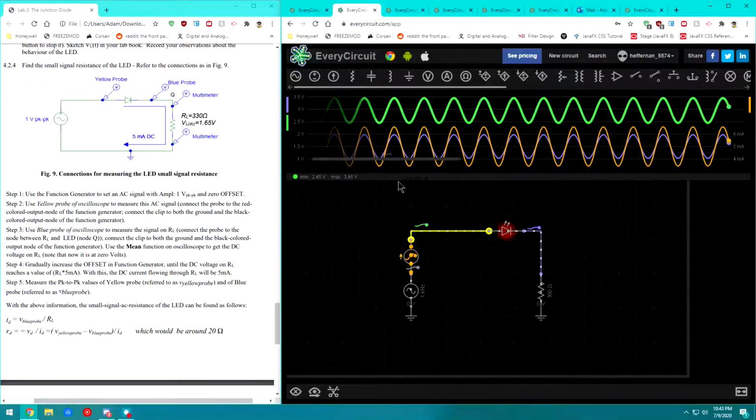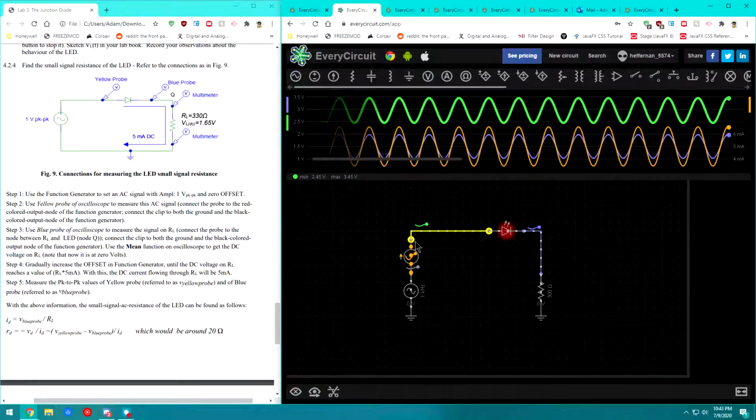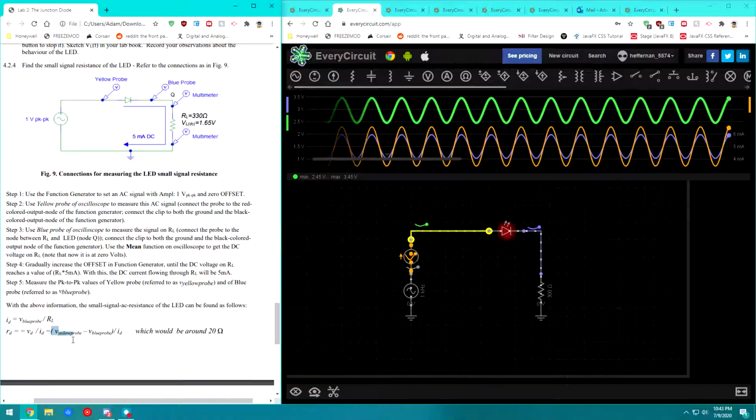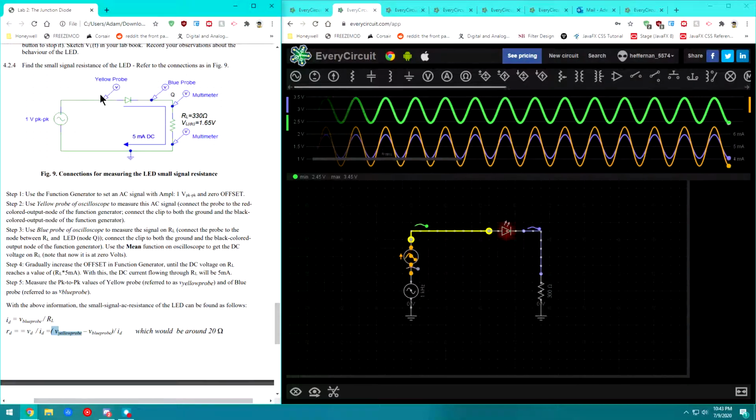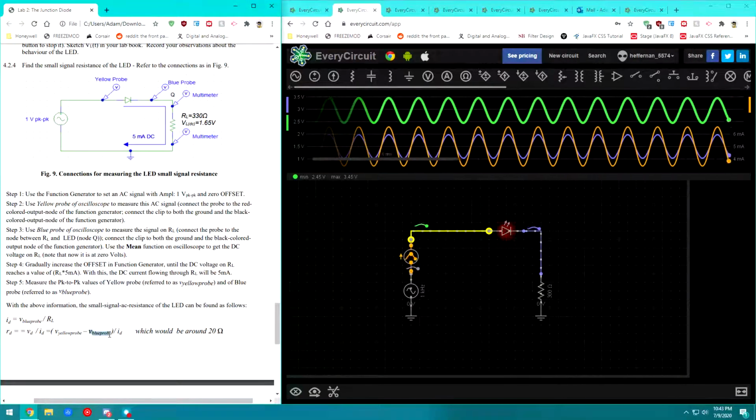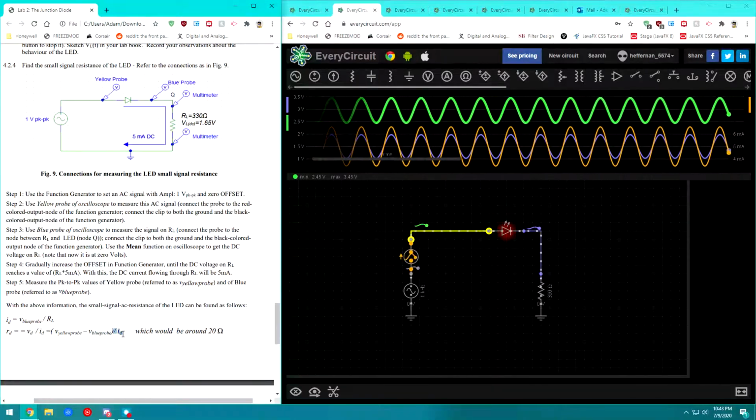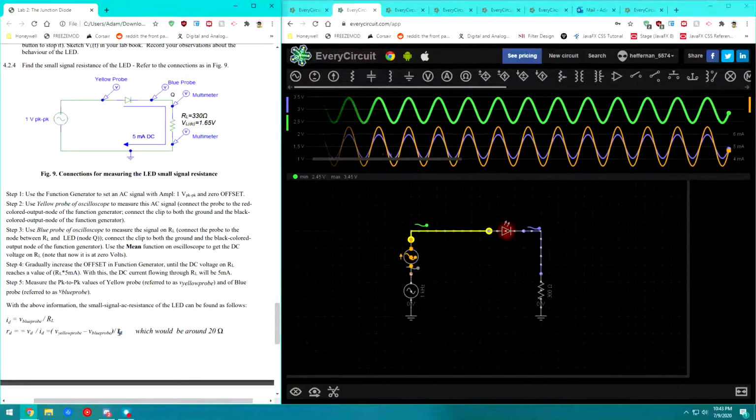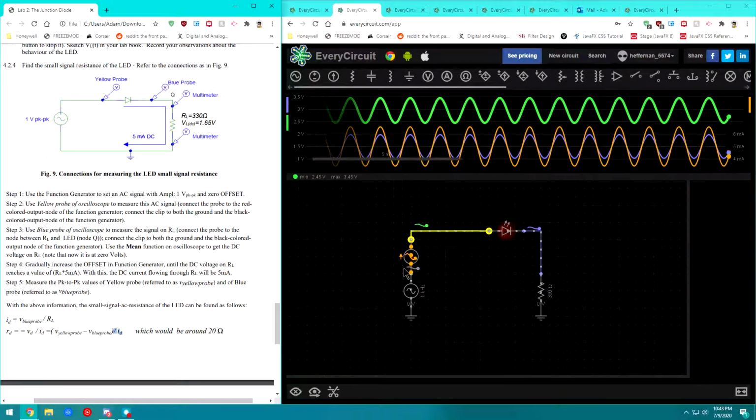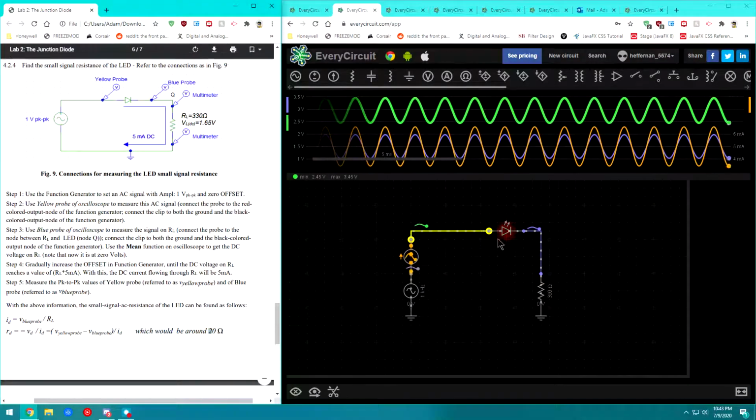So I will look at the max and the min for the green waveform, which is just the input wave, so that should be 1 volt as always. So in this case, that would be the yellow probe. So we're going to do the yellow probe over the blue probe, divided by the AC current through all these branches, which we just found is 3.14 milliamps, and that should be around 20 ohms.